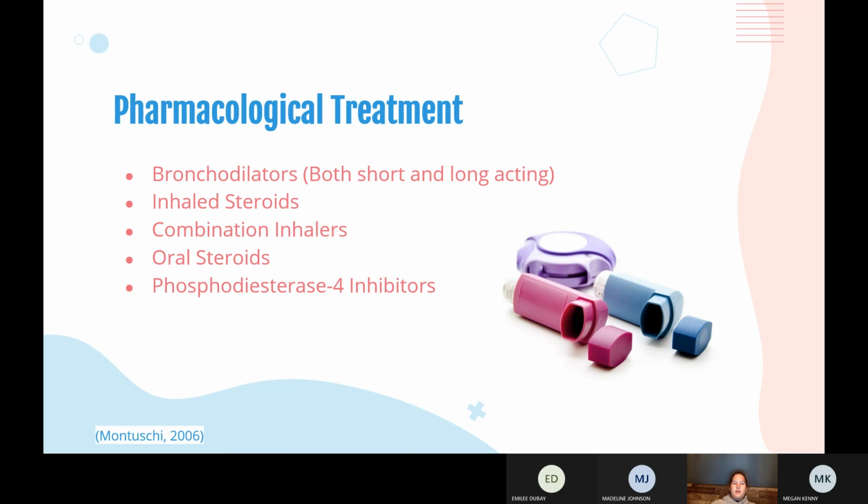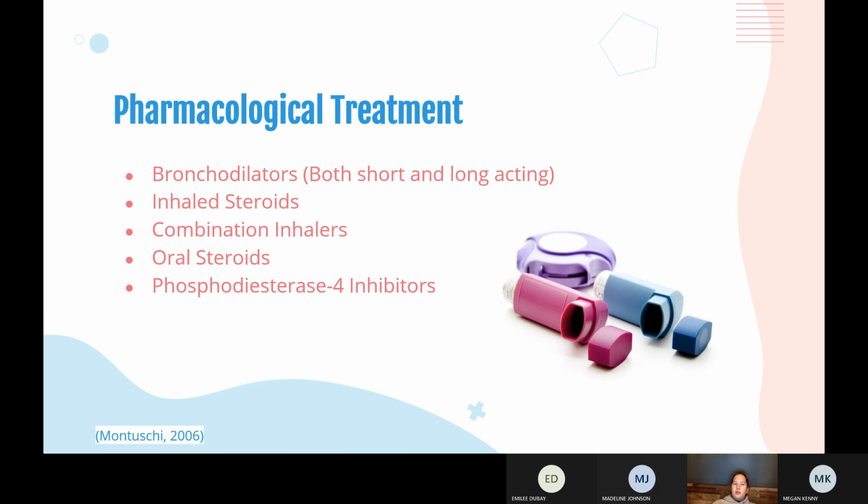Another drug that is used is inhaled steroids. So something like corticosteroid medications can be used to reduce airway inflammation, and they help to prevent exacerbations. These medications are useful for people with frequent exacerbations of COPD, and an example of an inhaled steroid is the Flovent HFA inhaler.